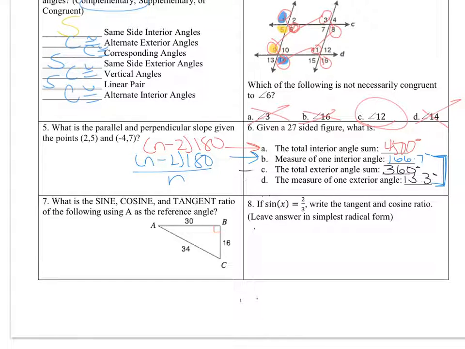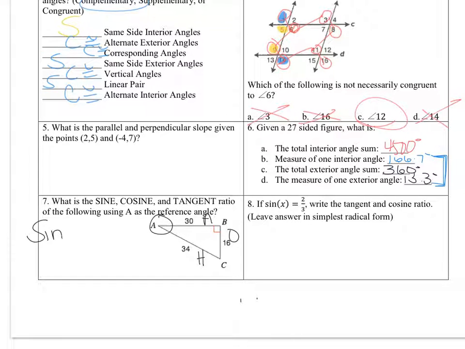All right, let's take a look at number 7. Number 7, what is the sine, cosine, and tangent ratio of the following using A as the reference angle? I know on some of your homeworks it did not say that, so we're going to now do just angle A. So that's angle A, that's my reference angle. So I'm going to label O, A, and H. So sine of A is opposite, which is 16, over hypotenuse, which is 34. 16 over 34 can be cleaned up to 8 over 17.